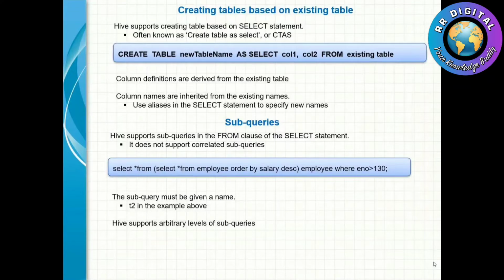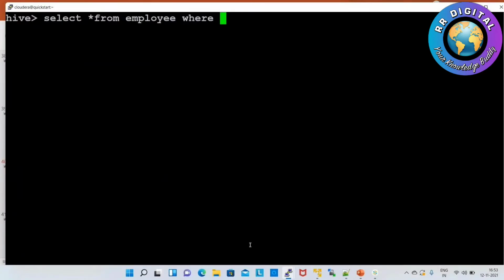And here, the subquery is select star from employee order by salary descending. That means highest salary first it will show, then lowest salary. So practically we'll see. First I will write the main query: select star from employee where employee number greater than 130. So this is the main query. Inside this main query we can write a subquery also.